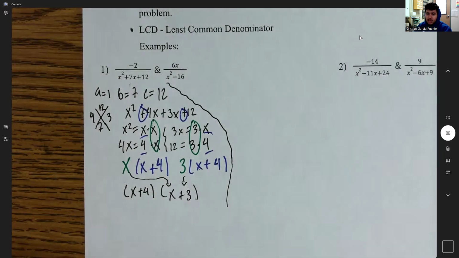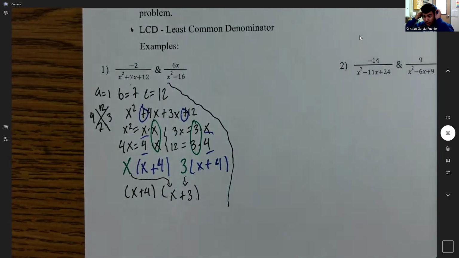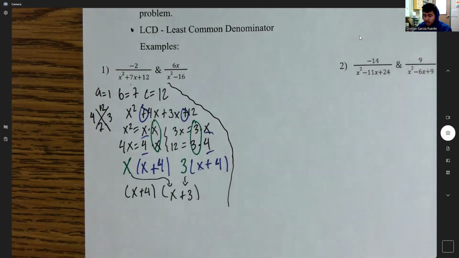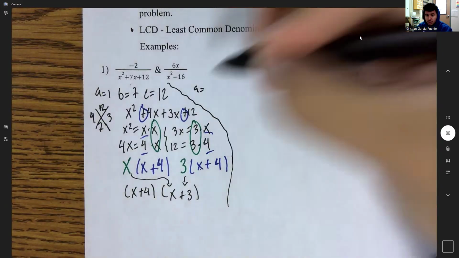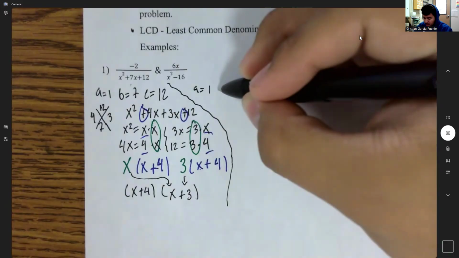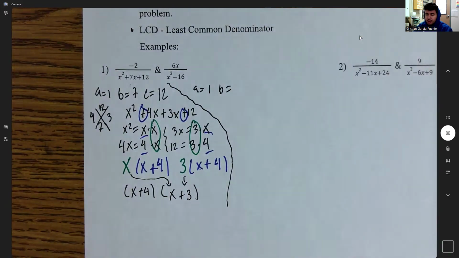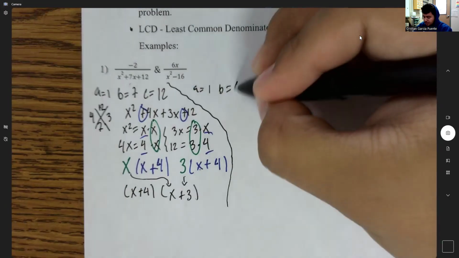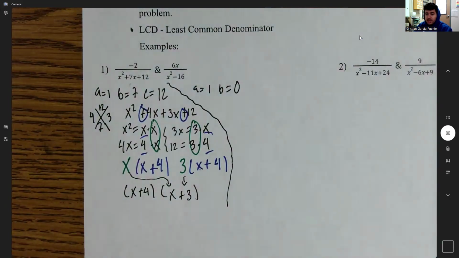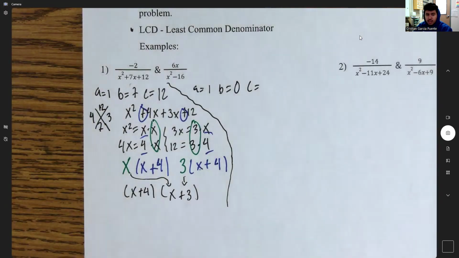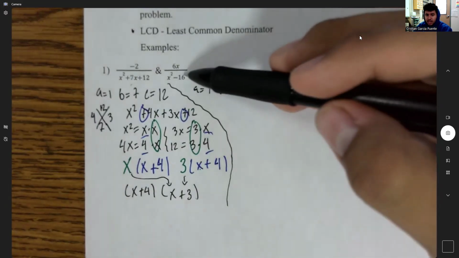So now we're just going to do the same thing. Since we have x squared minus a number, we can just factor it using our ABC method. So your a is going to be whatever's next to x squared. So in this case, our a is 1. Your b is next to your x. Do we have an x? We do not have an x, so our b is just going to be 0. Our c is going to be our constant. So our constant on this denominator is just negative 16.